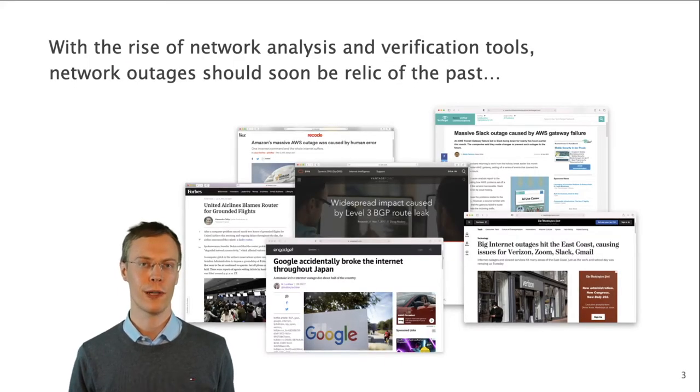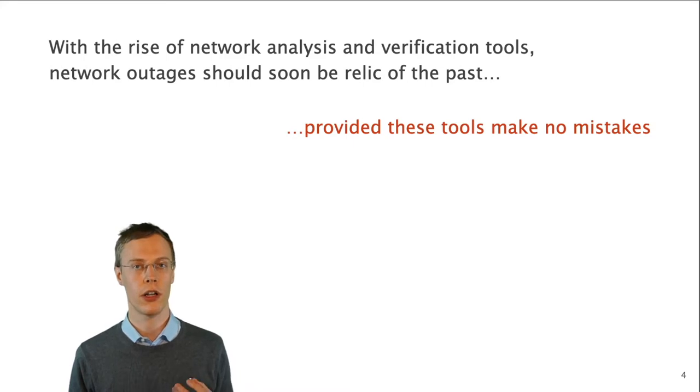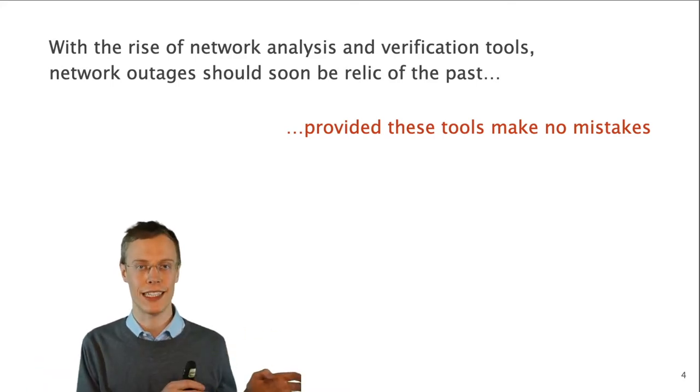We're all too familiar with reports like these about network outages. Fortunately, network analysis and verification tools promise to make such outages a relic of the past. Because these tools, for example, Batfish or Minesweeper, allow network operators to check their configuration changes before deploying them to production. However, that only helps as long as these tools make no mistakes, as long as these tools don't say a configuration change is safe, even though it isn't.